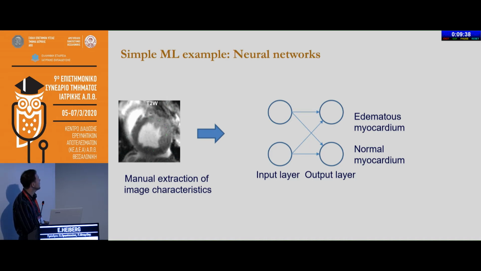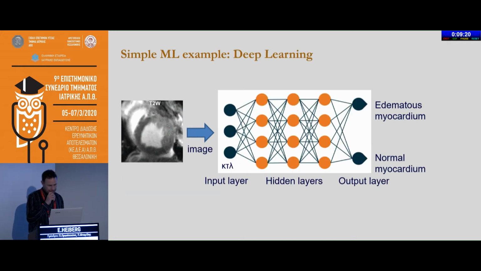So this is the edematous, and this is the normal myocardium. So we can construct a simple input layer, and then a normal node that activates. This is normal, and this is edematous, and then we'll look at the output of these neurons to see. Then we can make it a bit deep.